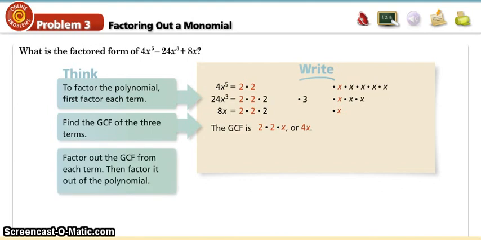Now factor out the GCF from each term. Then factor it out of the polynomial. Factor out 4 times x from each term in the polynomial.